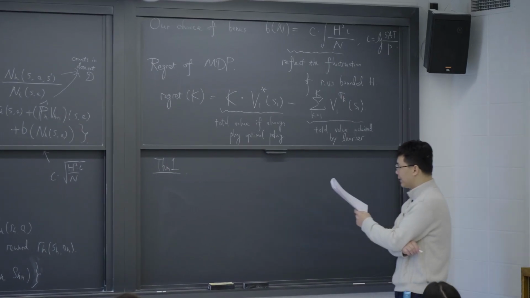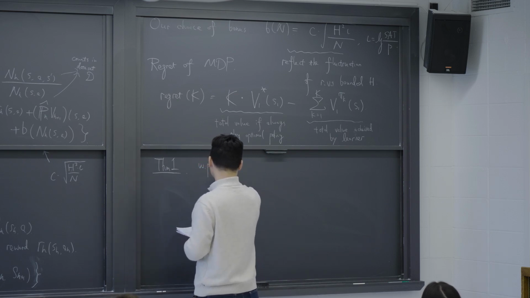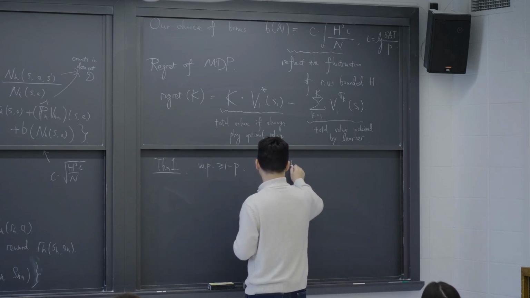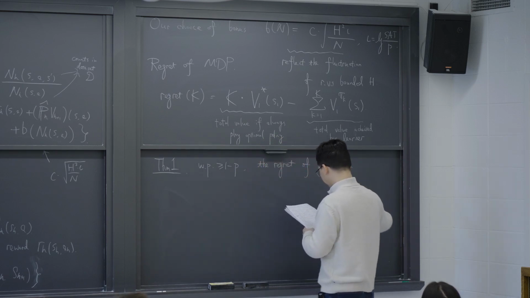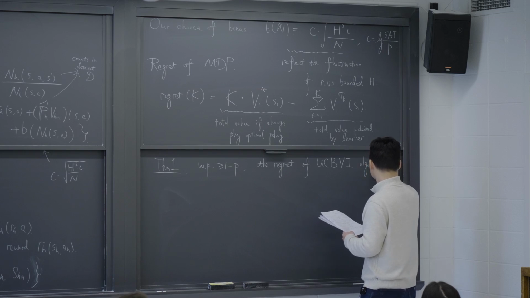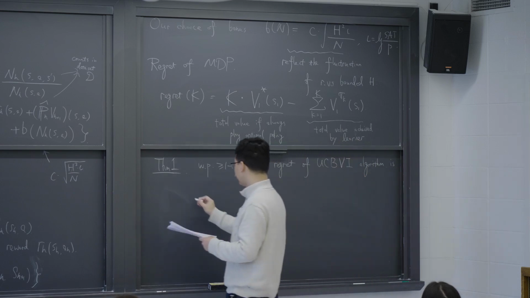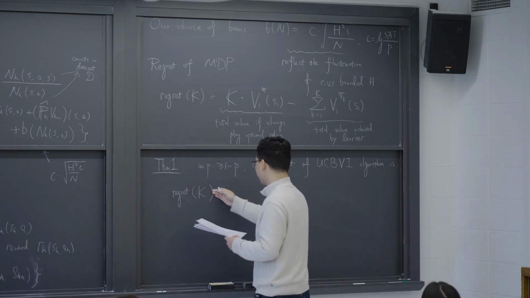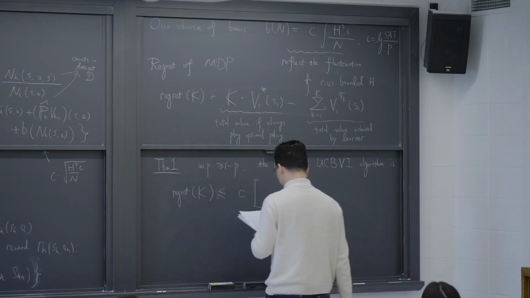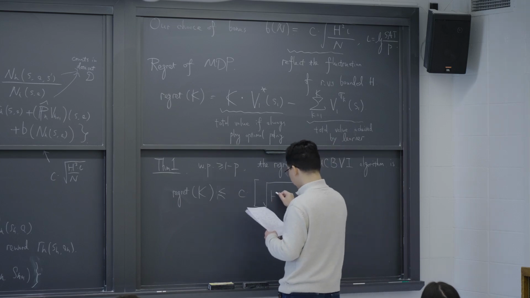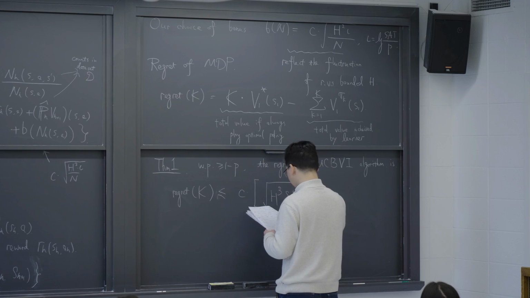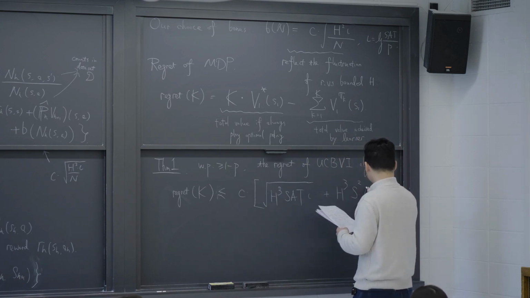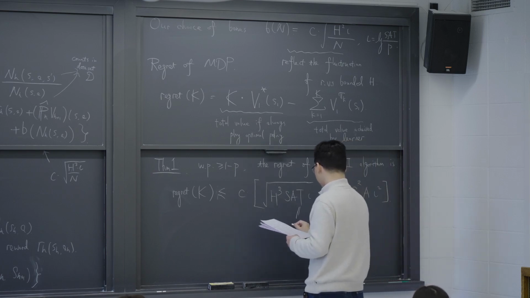So the most important theorem we will show is that with probability at least 1 minus p, the regret of the UCB VI algorithm is upper bounded by the following: regret K is upper bounded by some constant c times the square root of H cube SAT iota, plus H cube S square A iota square, where T is equal to KH.